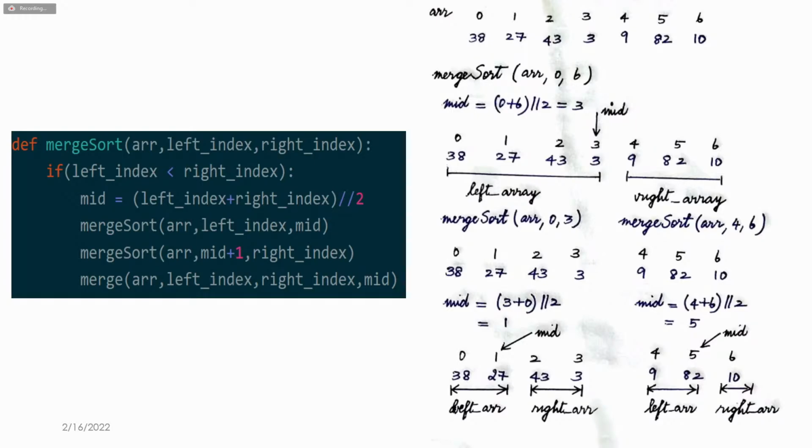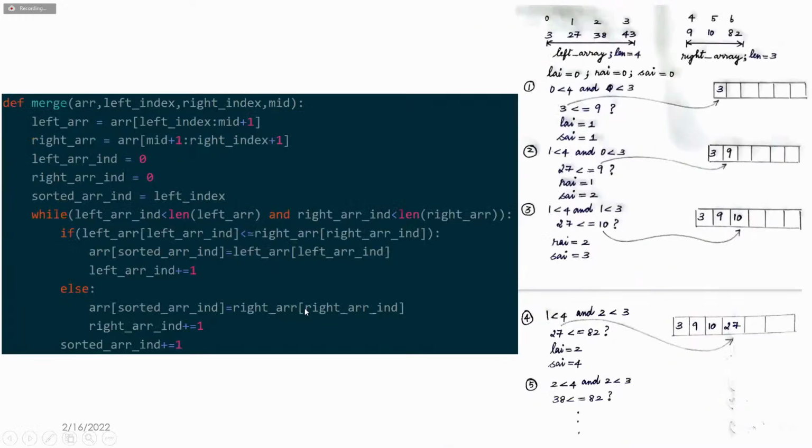I hope you are understanding this example and how it works. We have split this into two arrays, left and right. You have 38, 27, 43, 3 as one array, and the next array contains 9, 82, 10. Now you again take the left array, 38, 27, 43, 3, and split it into two: a left and right array, which is 38 and 27, and the next one would be 43 and 3. Again, you take 38 and 27 and keep splitting, and finally, you merge them.